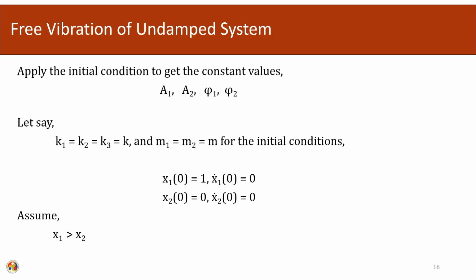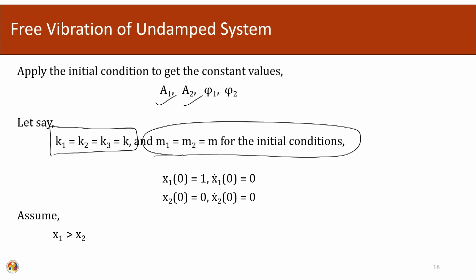So, in order to evaluate A1 and A2, we have to put the initial conditions, and let us say we are assuming a case where all the k's are equal to k and all the m's are equal to m, and we are applying an initial condition, giving it an initial displacement at 1 degree of freedom. The velocity component we are keeping as 0 and we are assuming x1 and x2. So, let us see what is the behavior of this particular system.